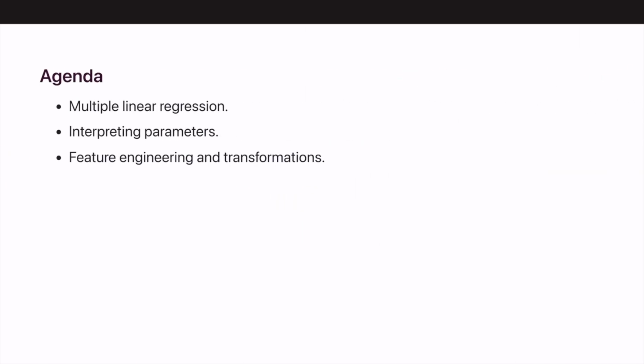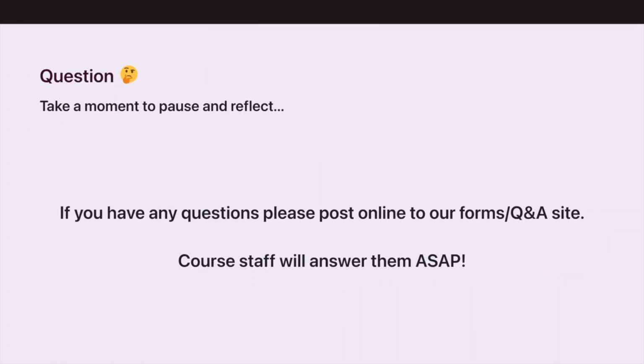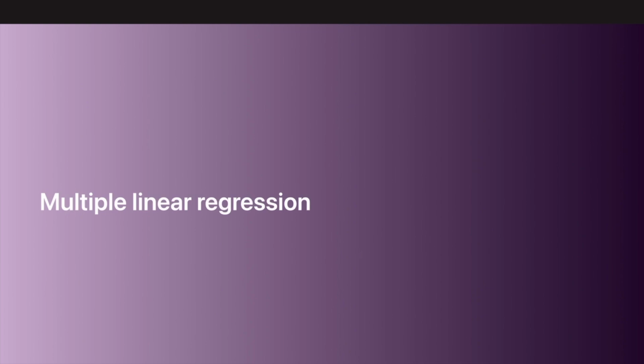So we'll look at how multiple linear regression works a little bit. We'll talk a little bit about how to interpret parameters and the results of your linear regression model. We'll do a lot more of that in class. And then we'll look a little bit at feature engineering and how you do transformations of your features. Of course, always please ask any questions on the lecture material in our online forum, and we'll answer them as soon as possible.